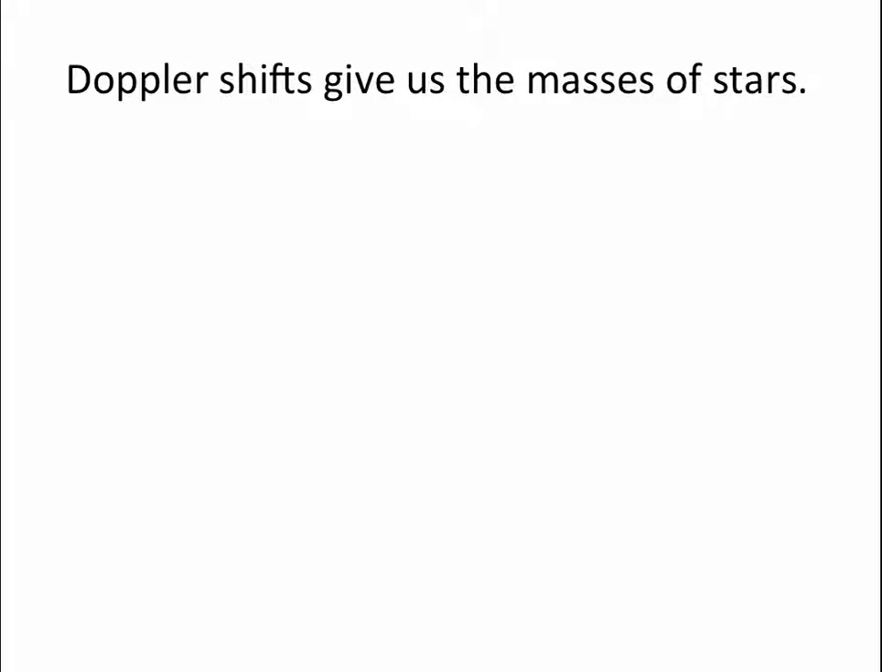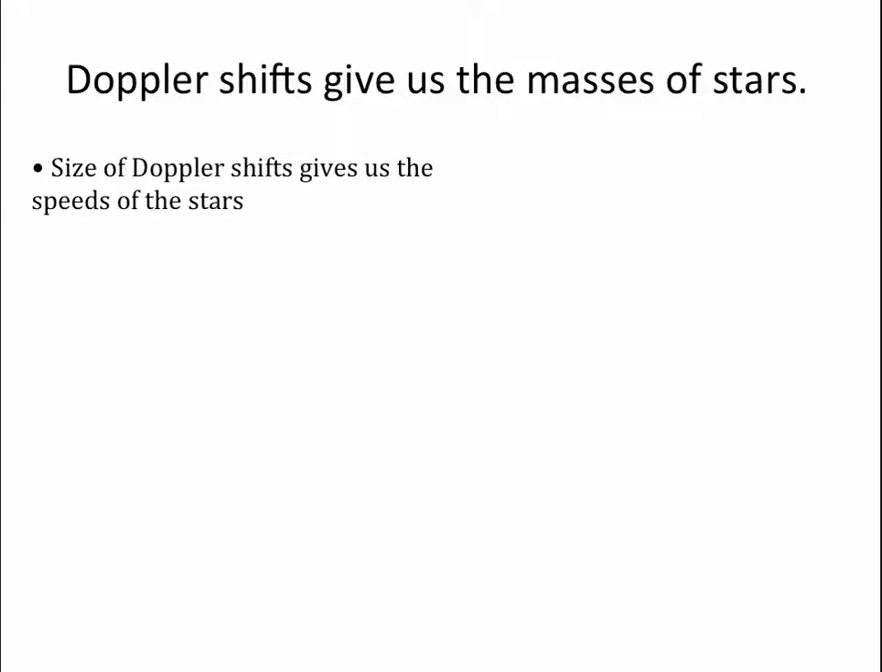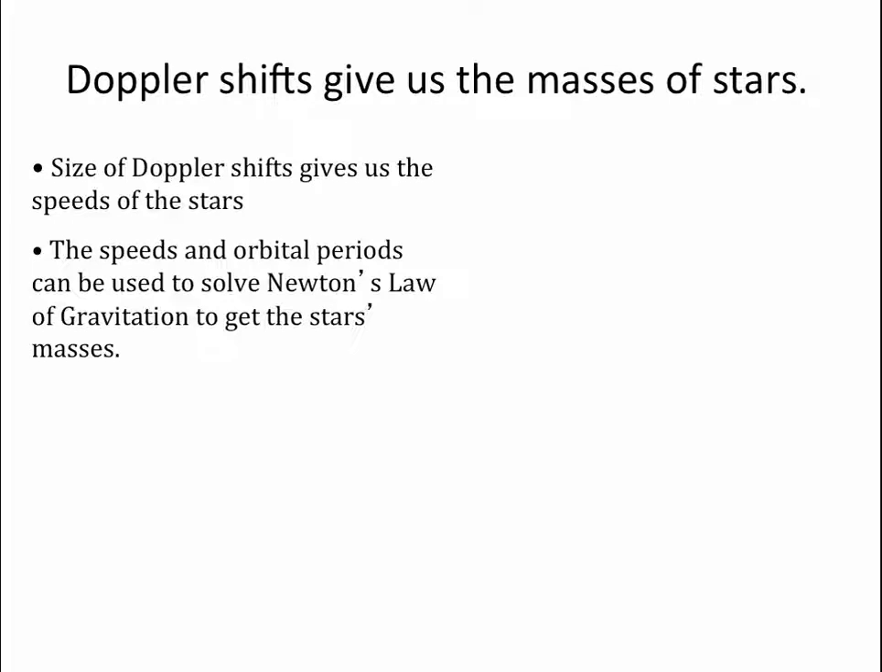As I mentioned before, the Doppler shift can give us masses of the stars, and as I explained before, we start by looking at the size of the Doppler shift. From the size of the Doppler shift, we get the speed at which the stars are orbiting each other. From Newton's law of gravity, we can use that speed, and we can also use the orbital period, how long it takes the stars to go around, to get the stars' individual masses. We're not going to bother about trying to calculate that in this class. It's pretty tough, but let's just assume we do that.